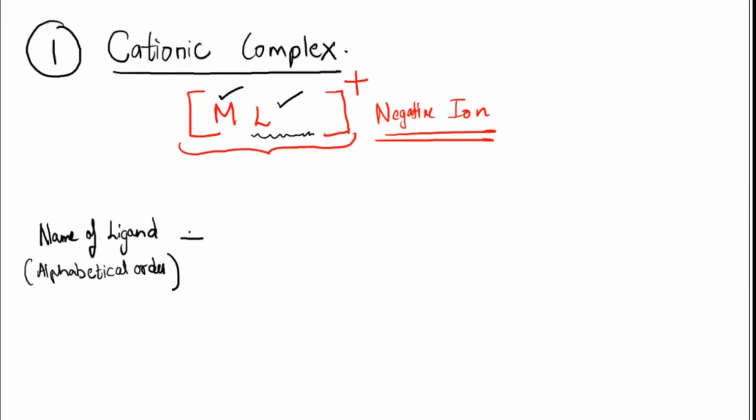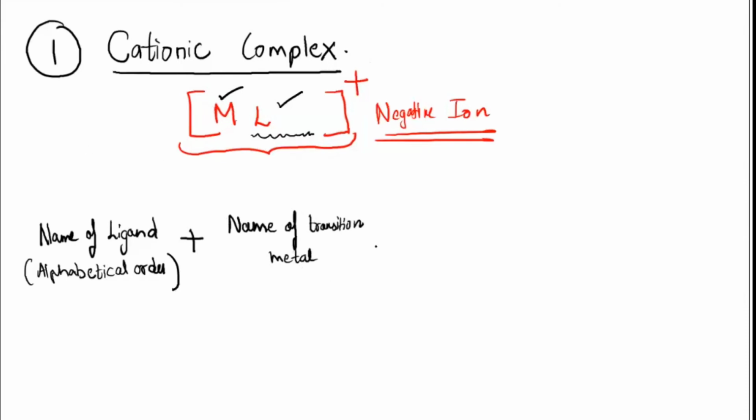Your next job is to go to the metal. So you will write the name of that transition metal. Normally, if you find Cr, that's chromium, so you'll write chromium. If you find Co there, Co is cobalt, so you'll write the cobalt name. It's a normal name. The transition metal name should be written afterwards.